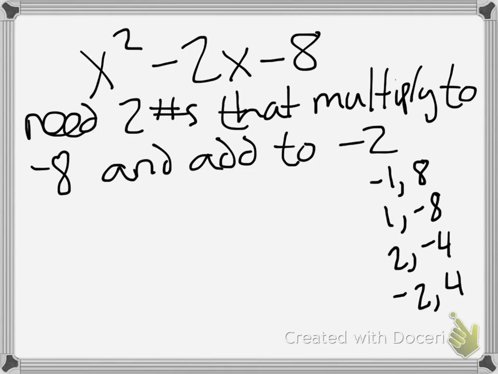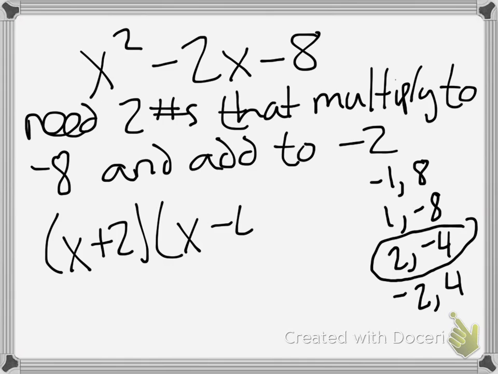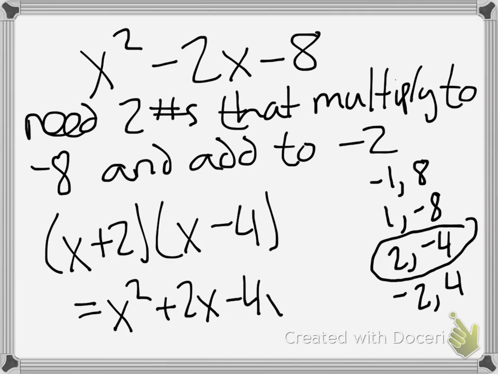-1 plus 8, that's 7, not -2. 1 plus -8 is -7, also not -2. 2 plus -4, that's -2. I can check the last one. -2 plus 4 is +2, not -2. So I know my two numbers are 2 and -4. So I have x plus 2 times x minus 4. I check that. x squared plus 2x minus 4x minus 8. Perfect. That's x squared minus 2x minus 8.